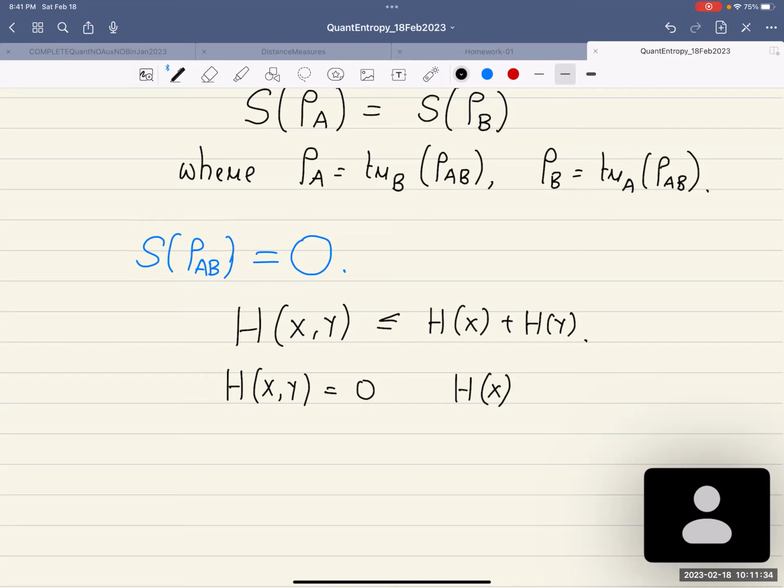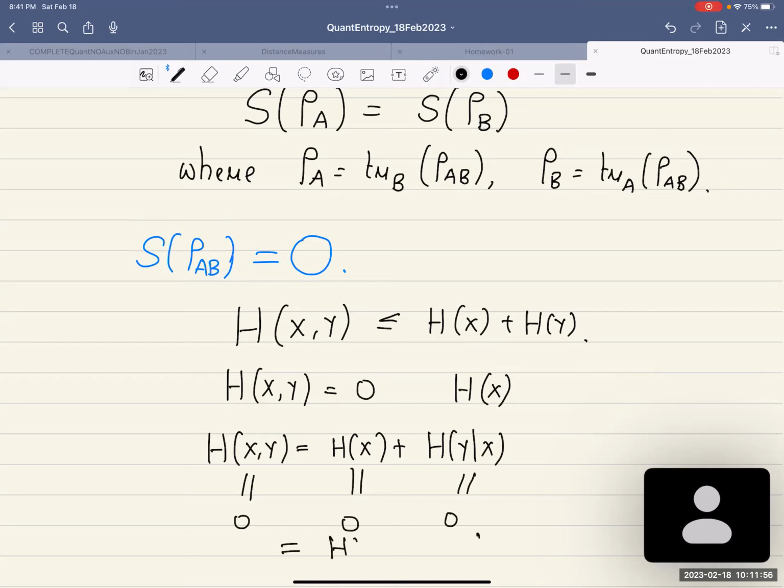He's saying they're both 0. Because remember, H of XY is H of X plus H of Y given X, correct? And everything is non-negative. So if this is 0, then every term should be 0, right? So I can also write this as H of Y plus H of X given Y.